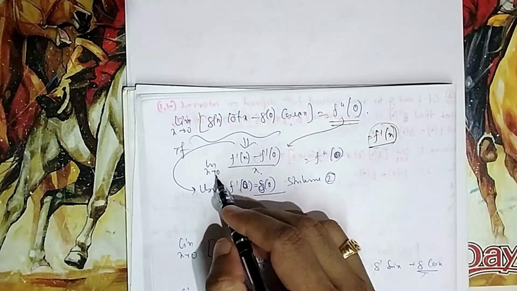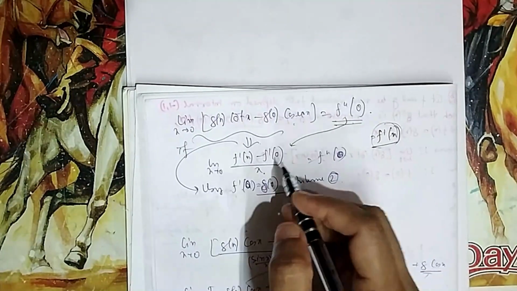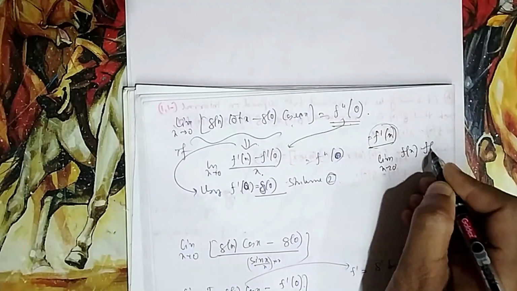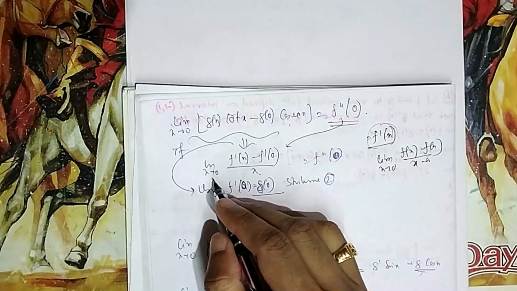That was the idea. So the double derivative is the limit as h tends to 0 of f double dash. This was the formula: limit x tends to a, f of x minus f of a divided by x minus a. You remember this formula? So that we are using.